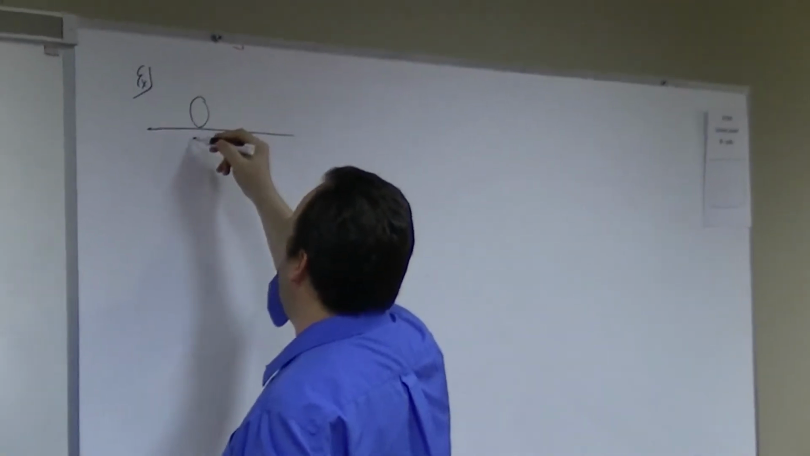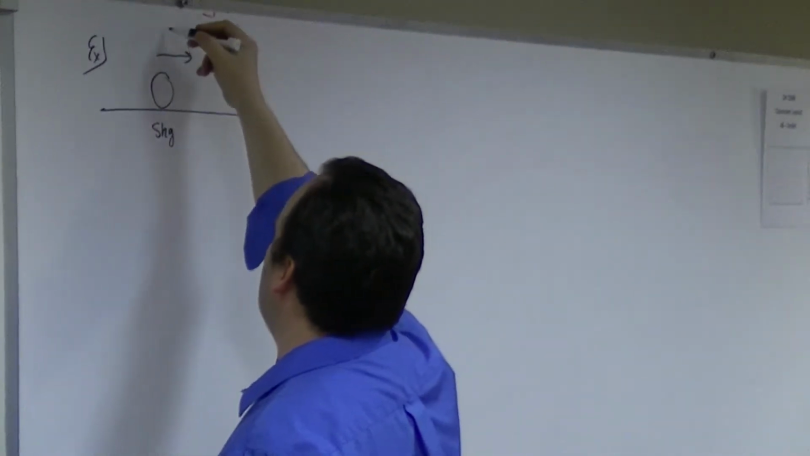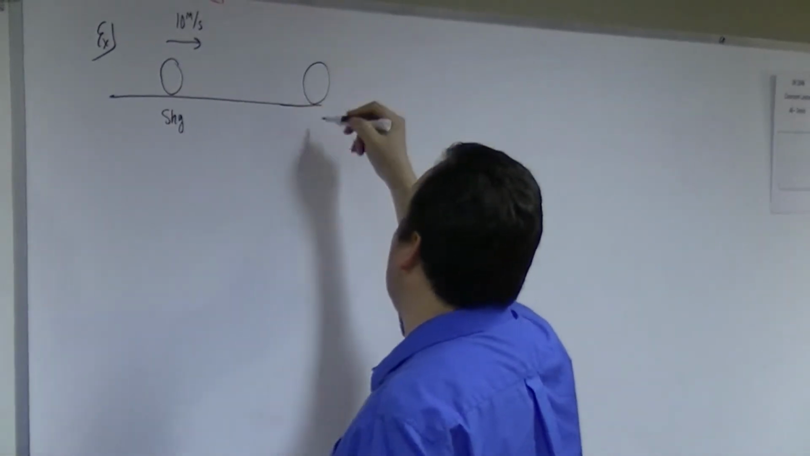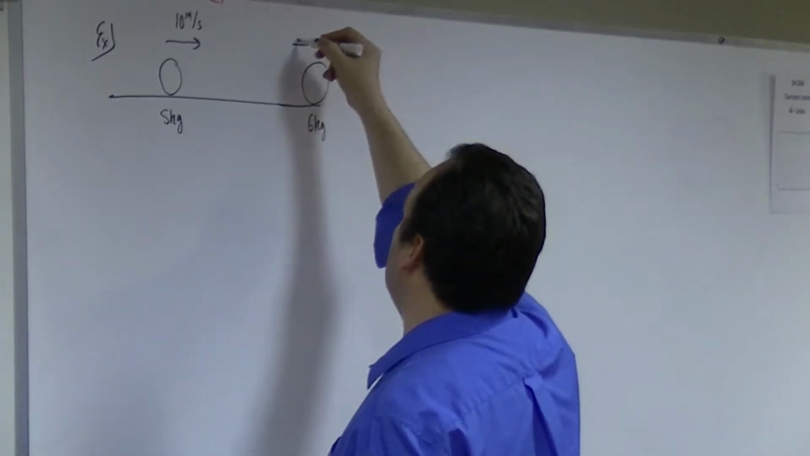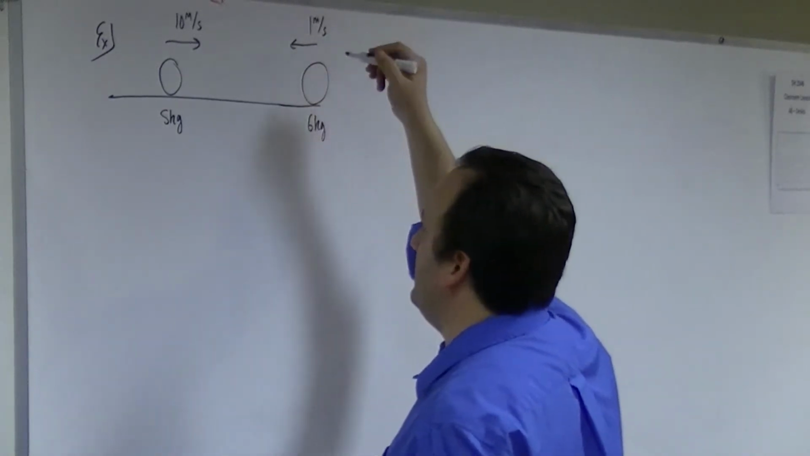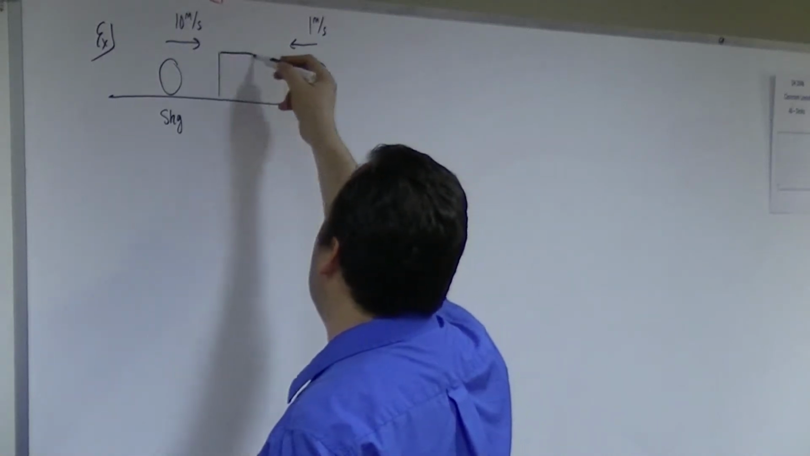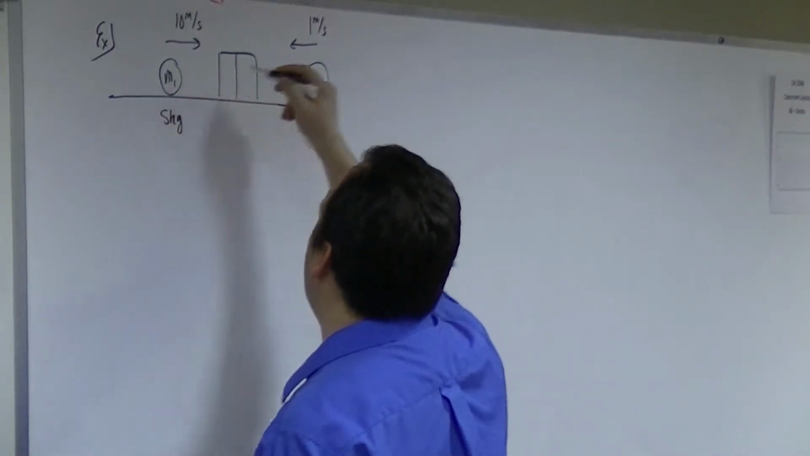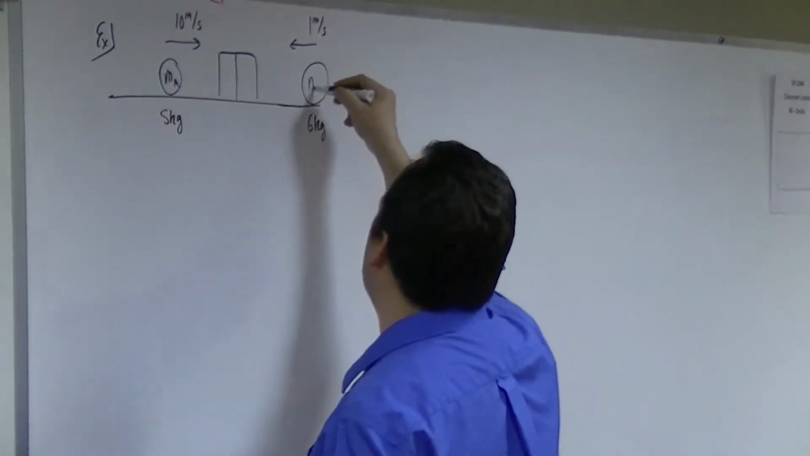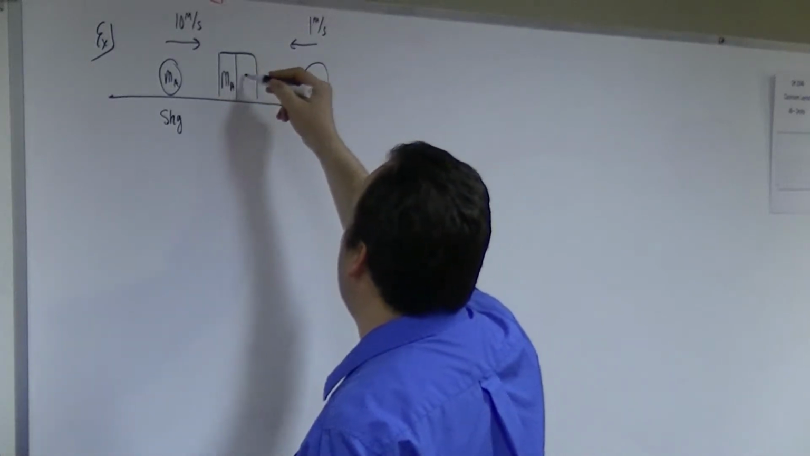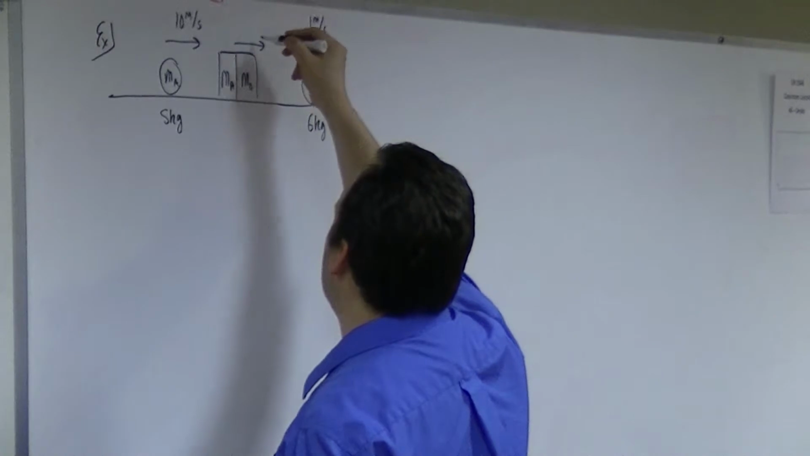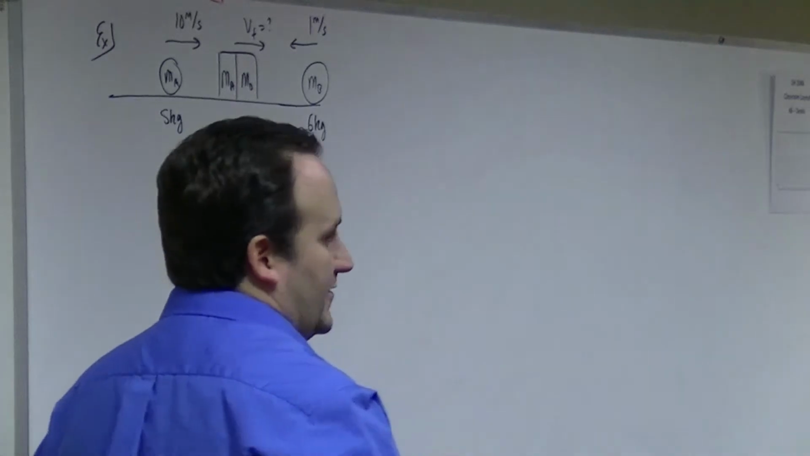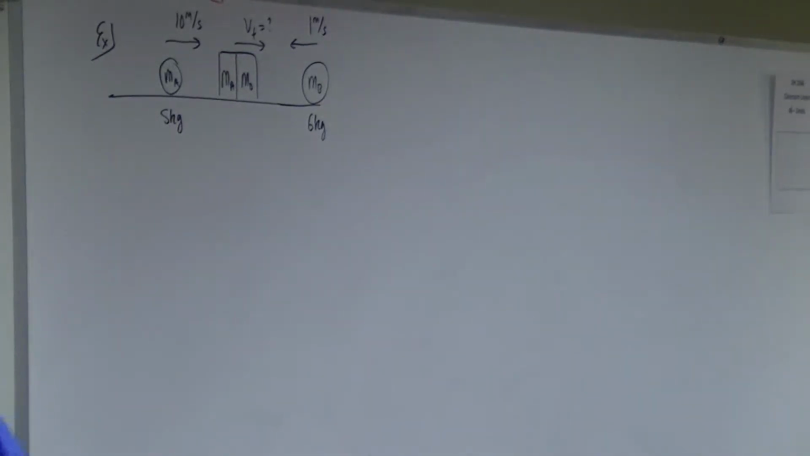So, for example, before, let's say I've got 5 kilograms, and it's going at 10 meters per second that way. And then over here, I've got 6 kilograms, and it's going at 1 meter per second that way. And then suppose that they stick together, A and B. What's the final velocity? They stuck together. It's part of the sticking process. Yeah, they smushed.